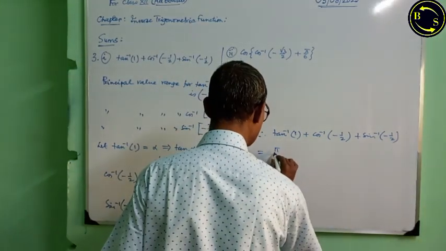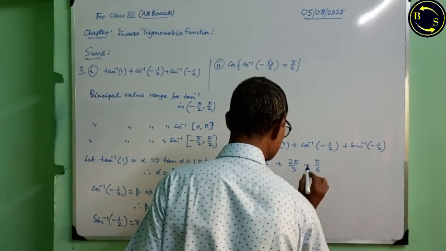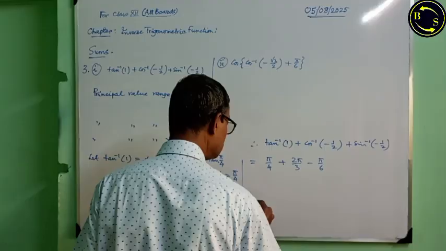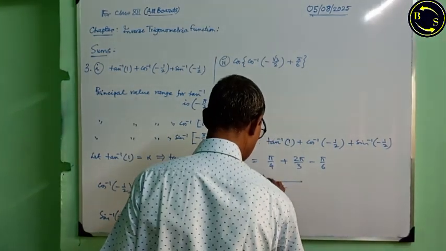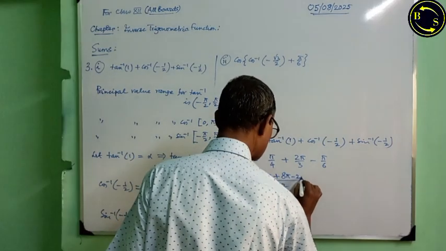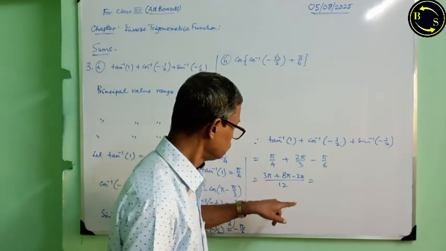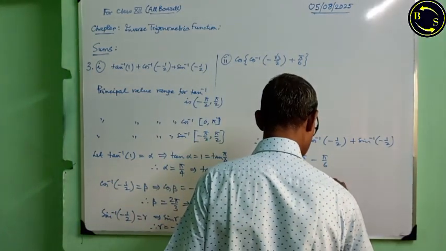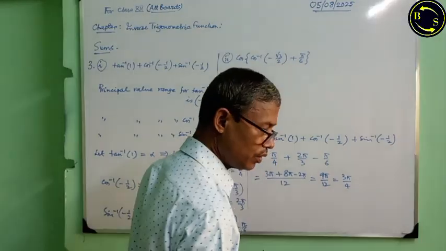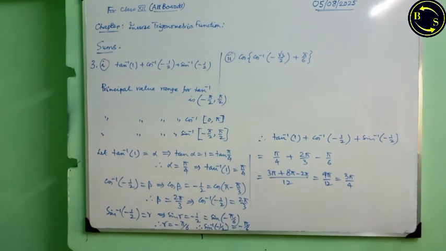Therefore, pi by 4 plus 2 pi by 3 minus pi by 6. Taking the common denominator, 3 pi plus 8 pi minus 2 pi, nine pi by 12, 3 pi by 4. 3 pi by 4. Check the answer. This is the answer.